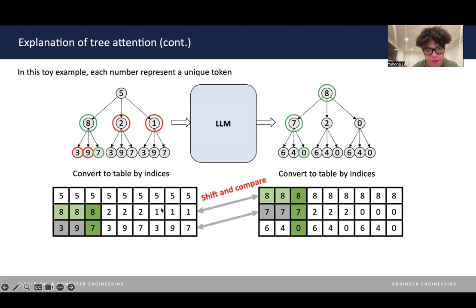We do the shift and compare. So you shift them and you can see, okay, all these 8 match this 8. And we try to find the maximum path here. Because these two are accepted and this is not, this is the maximum path we can accept, so that we have 3 tokens accepted here. So yeah, it reflects on a real tree, it's just like 8, 7 and 0 being accepted.